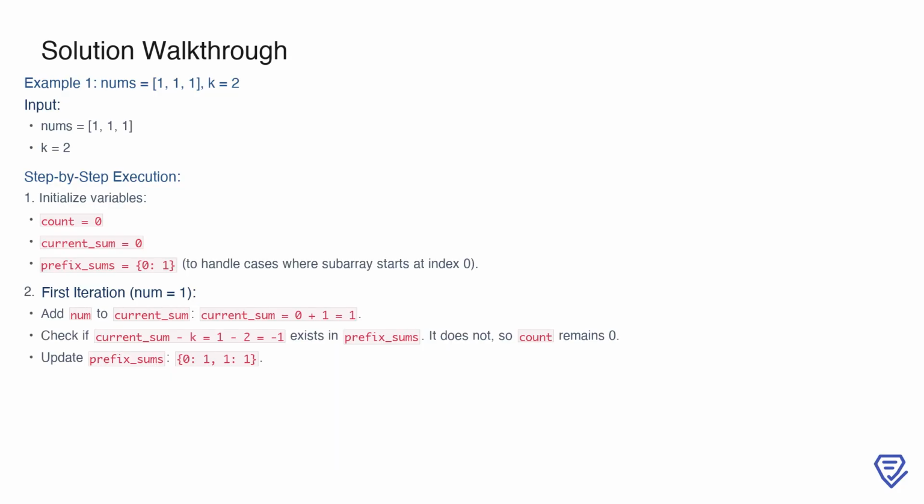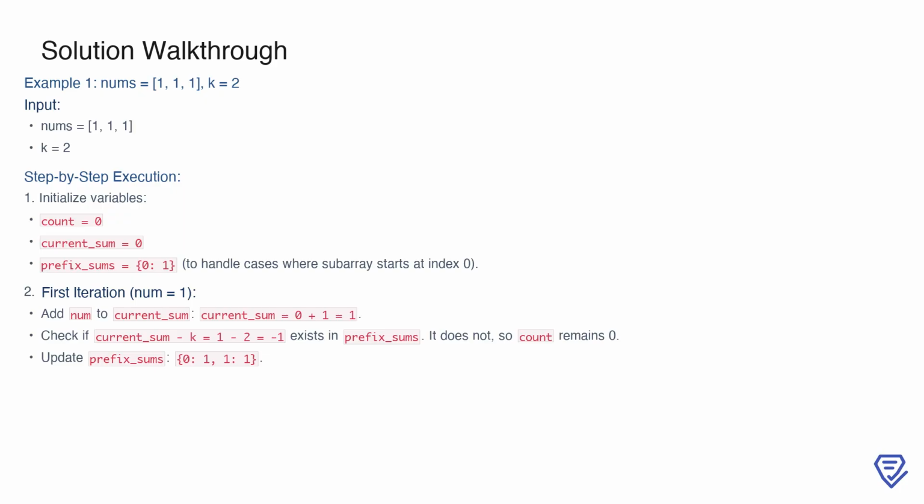In this example, we are given an array nums with values 1, 1, 1, and a target sum k equal to 2. The goal is to determine how many subarrays have a sum equal to k. To solve this, we initialize 3 variables: count, which will hold the number of valid subarrays and starts at 0, current_sum, which keeps track of the cumulative sum as we traverse the array and also starts at 0, and prefix_sums, a dictionary that maps cumulative sums to their frequencies. We initialize it with {0: 1} to account for subarrays starting at index 0.